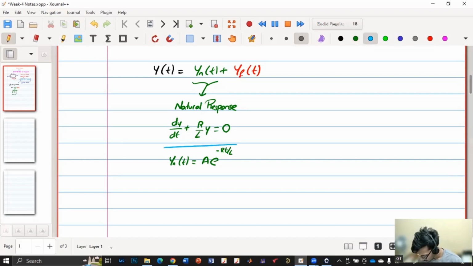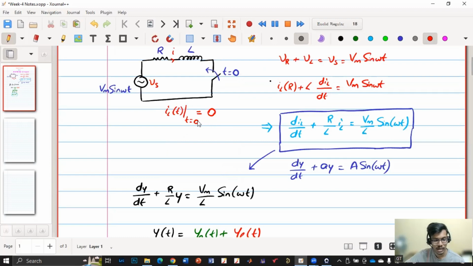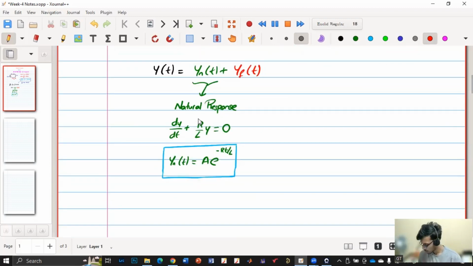So what is the value of a? We'll come back, but first we are writing the generalized solution. Then we'll calculate each and every constant by using the initial condition that I have specified. Inductor current at t equals to 0 is 0. So now yf of t is what? yf of t is the forced response.